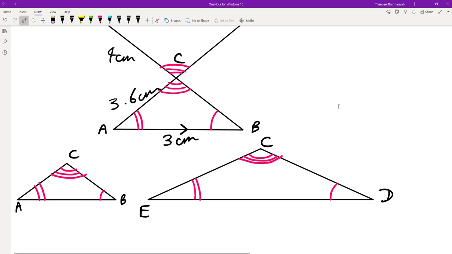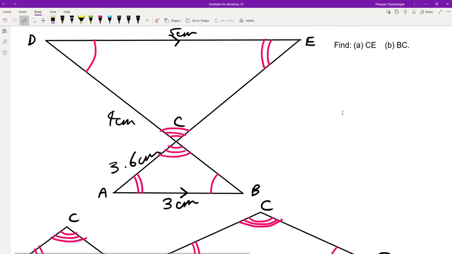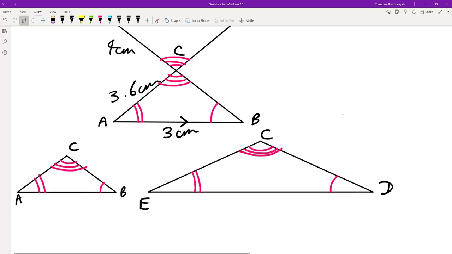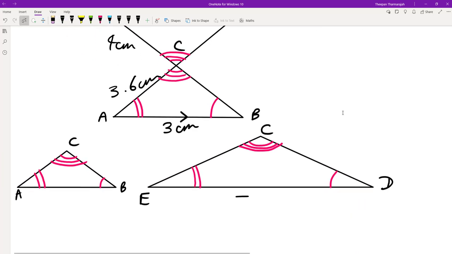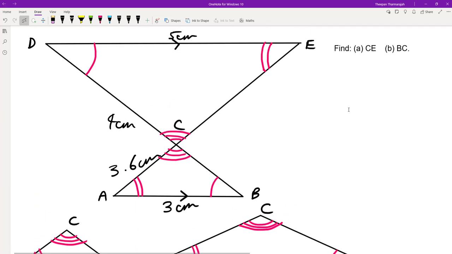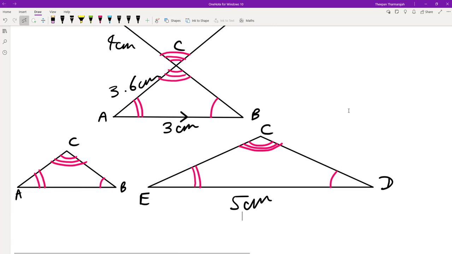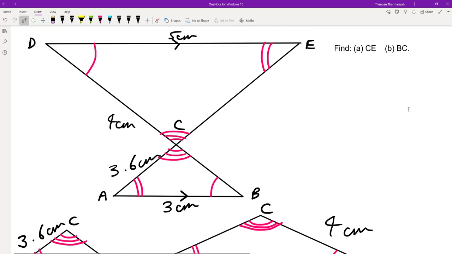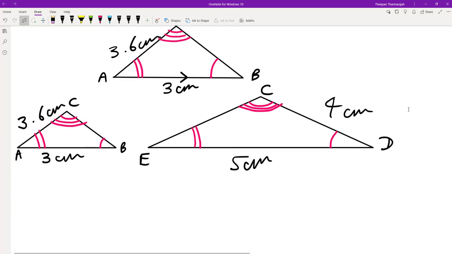Stop and double check. So we've got C. E's got 2 lines and D's got 1 line, and ED is 5 centimeters. DC is 4 centimeters. Then on the smaller triangle, AC is 3.6 and AB is 3 centimeters. So the question's asking us to work out CE and BC.